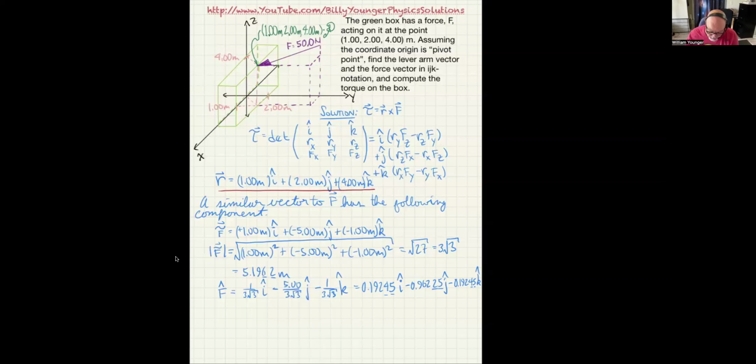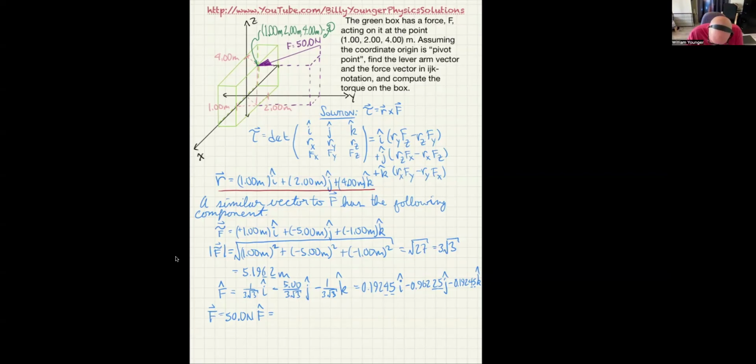So that's really, really very close to 1. So now finally I can say the actual force vector is equal to 50.0 newtons times f hat, and of course that's always true. Anytime you find a unit vector, you can multiply it by the magnitude you want, and that'll automatically give you the vector that you want.